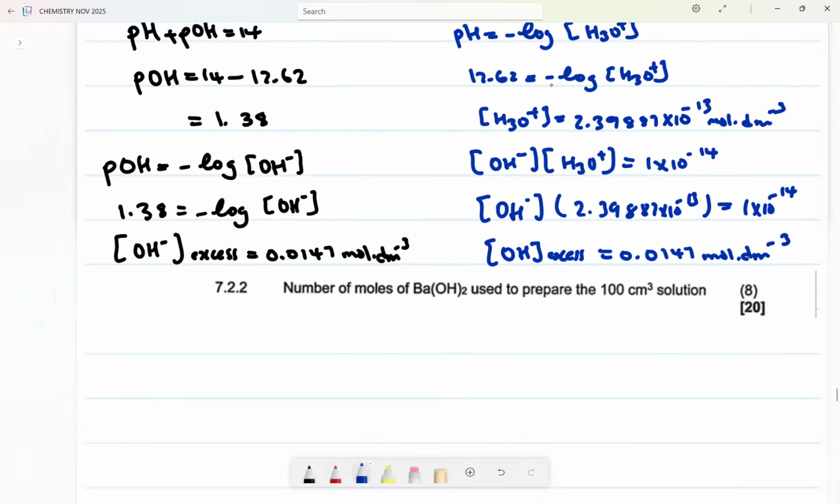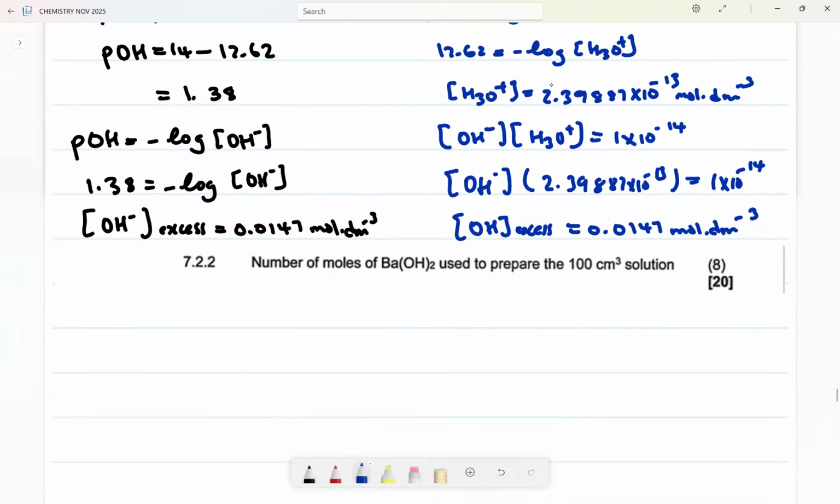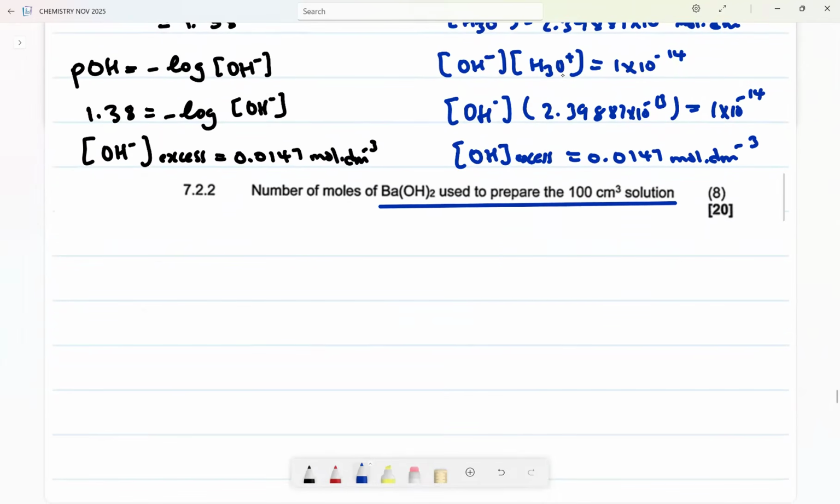And then let me find now 7.2.2. Find the number of moles of barium hydroxide used in 100 centimeter cubed solution. Well, first things first, let me find the number of moles of barium hydroxide that reacted with hydrochloric acid.